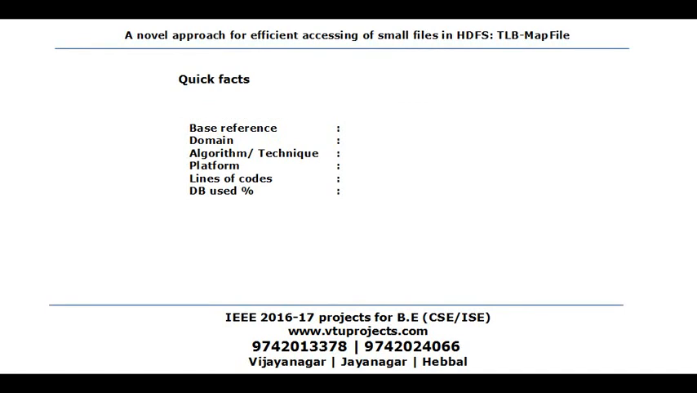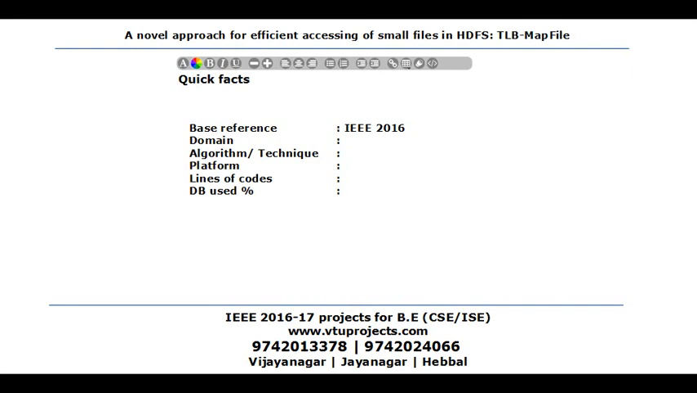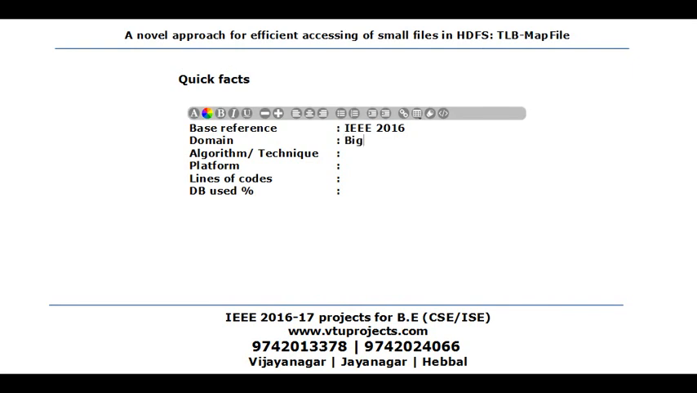Firstly, they will ask you the base reference, like where you got the idea from, what is the paper that you are implementing. The base reference for this particular project is an IEEE 2016 transaction paper, okay. So we are implementing the latest IEEE paper available. The domain of this particular project comes under big data.